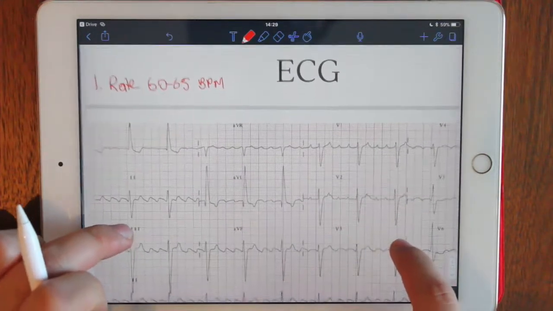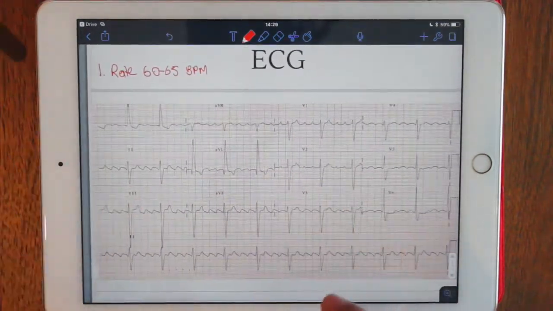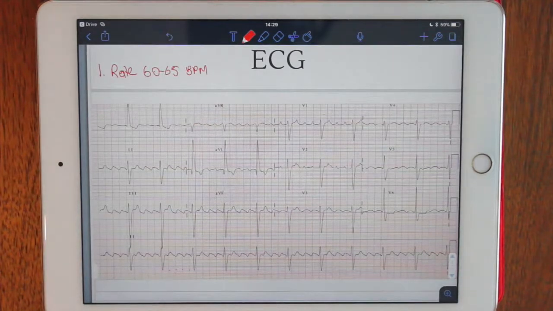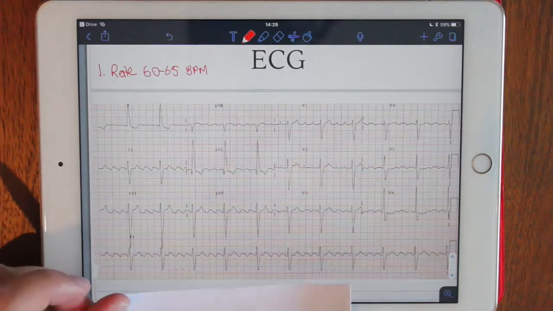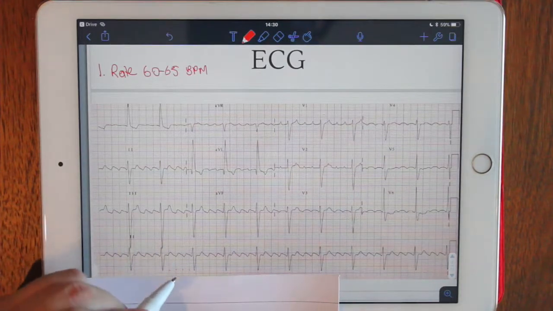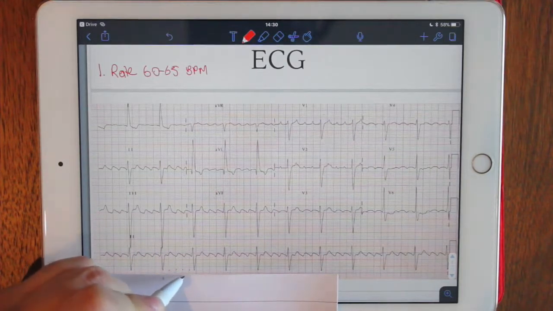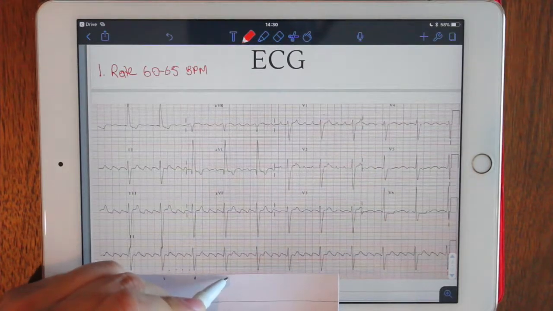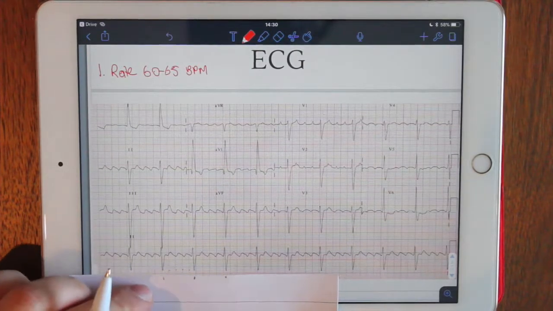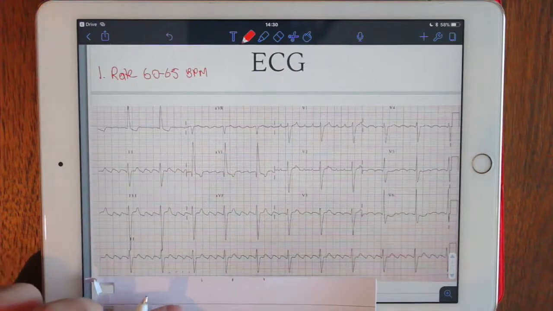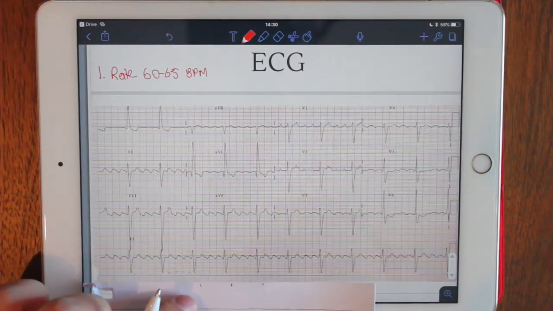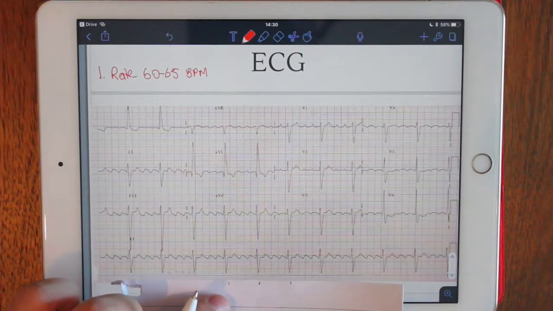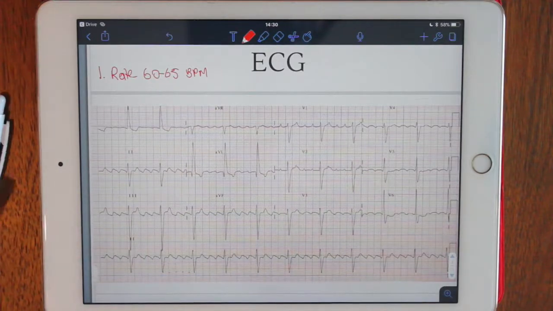The rhythm. We're going to use the paper method to figure out this rhythm. So we're going to take a blank piece of paper and line up 3 successive R waves. 1 there, 1 there, 1 there. And then we're going to slide this over and see if it matches. And it does match, and that means that our rhythm is indeed regular.